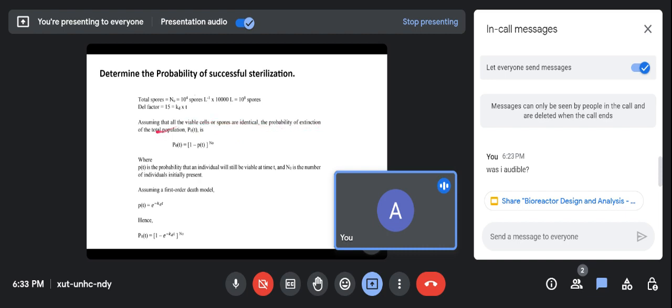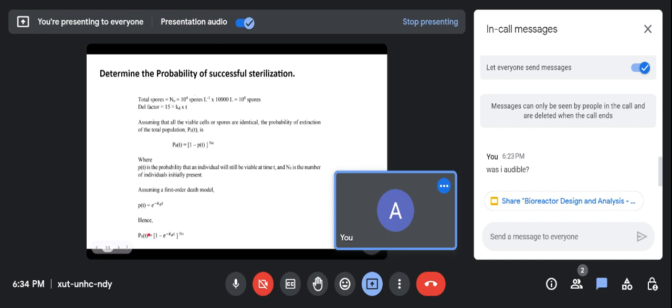And the probability of extinction of the total population is, in this case, P naught T is equal to (1 minus Pt) to the power of N naught, which is the total number of spores, okay? Where Pt is the probability that an individual will still be viable at time t, and N naught is the number of individuals initially present. You are assuming that the system is a first order death model. So, Pt is equal to e to the power minus kdt.